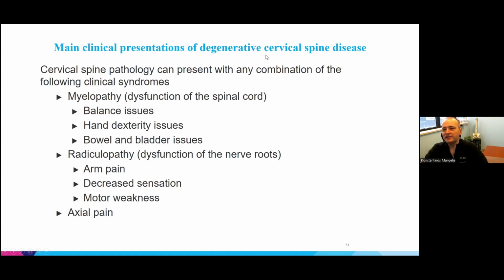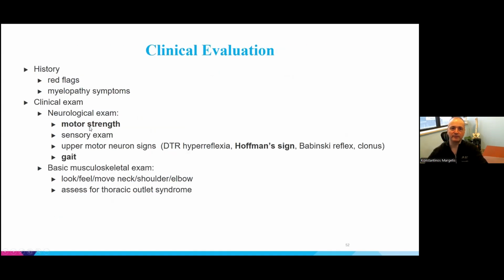Now, for degenerative cervical spine disease, we have axial pain, radiculopathy, and myelopathy. We might have any combination of these three symptoms. Myelopathy, in some cases, might present in isolation with just balance issues and hand dexterity issues, but many times it's associated with neck pain. So we need to ask about these symptoms when a patient complains about neck pain.